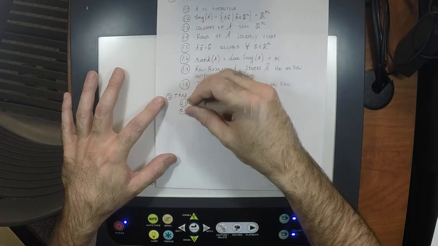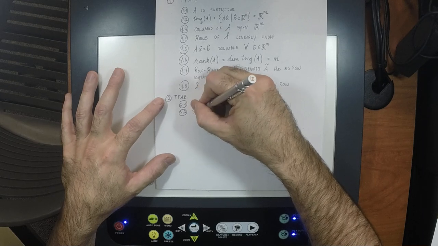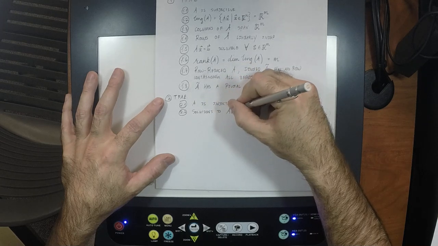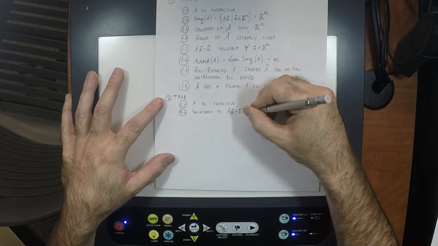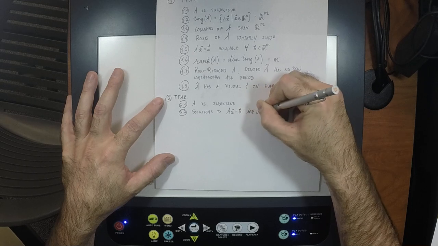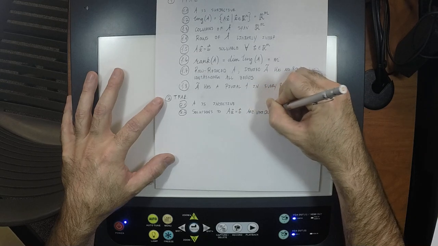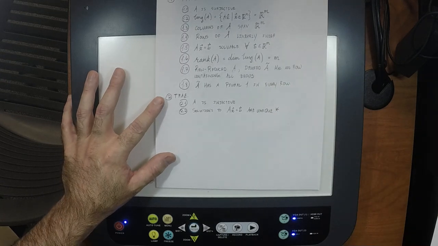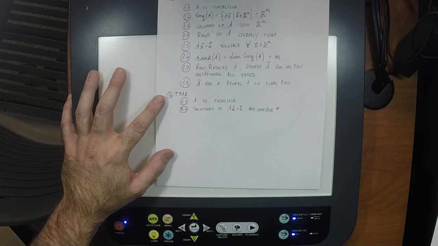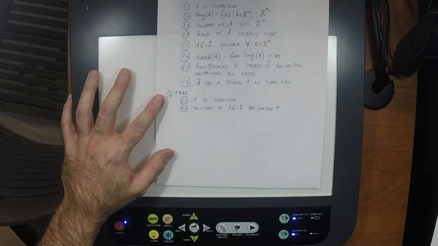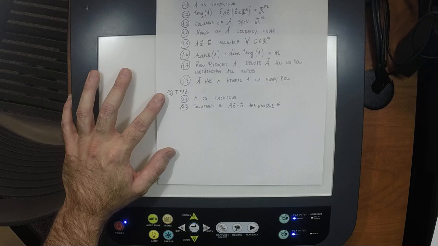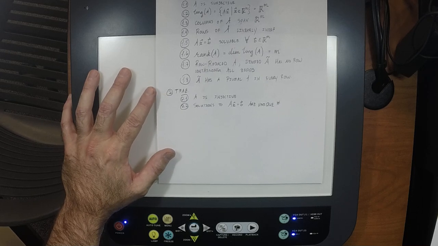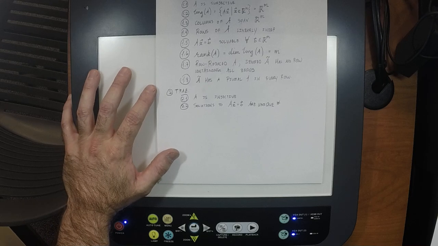So 2.2, solutions to AX equal B are unique. Now notably, you can't say it too many times, I'm putting a star here. Why am I starring that? It makes no statement about whether or not the solution exists. It's only saying that suppose you have one, then that's the only one. That's what it's saying.